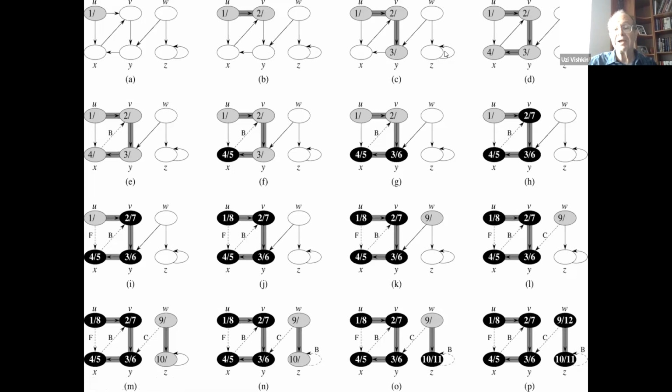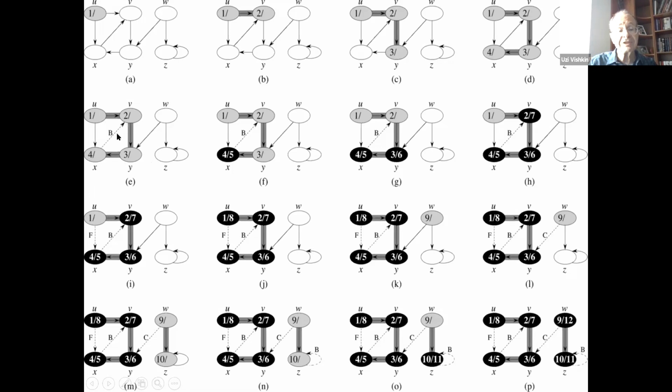Now we are at y. From y, we look at its outgoing edges. We have one going to x. x was white. We transfer control to x. Now x becomes gray. It gets a discovery time of 4. And the control now is at x. So for x, what we do, we look at this edge leading to y.